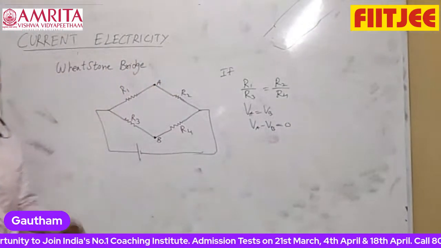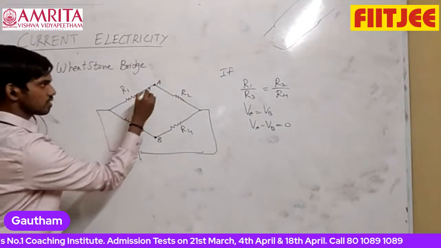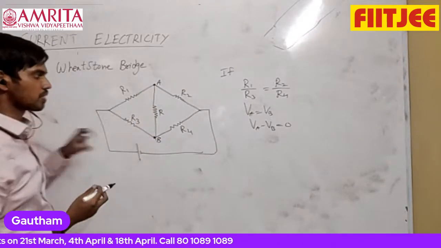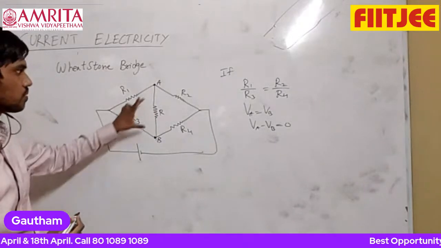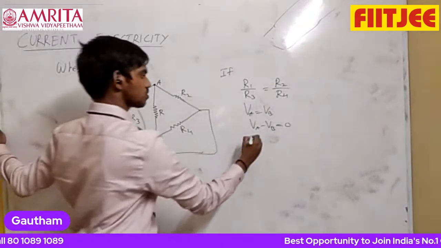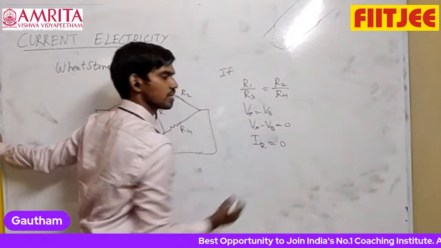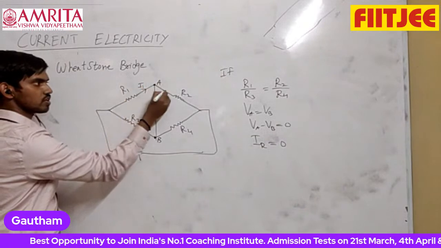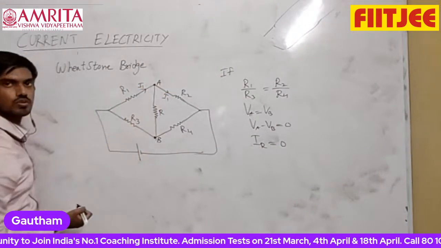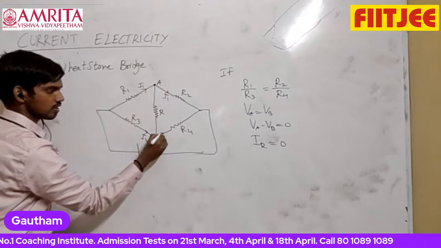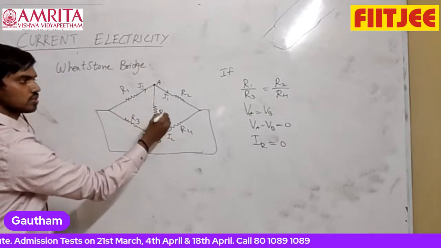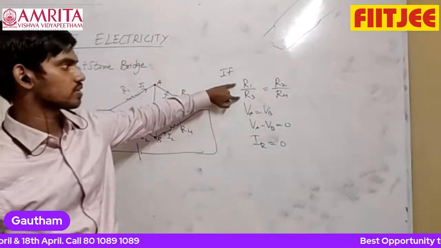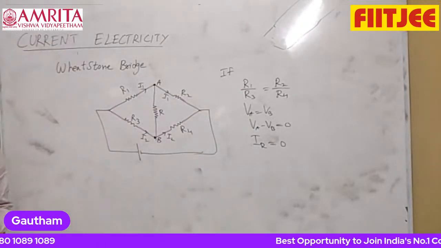If there is no potential difference, even if you put a resistor in between, that is useless because the potential drop across the resistor is 0. Since the potential drop across the resistor is 0, the current through the resistor will be equal to 0. So whatever current is coming here, it will go here. So you can remove this resistor and then solve the circuit simply if this condition is satisfied. So this is your Wheatstone bridge.